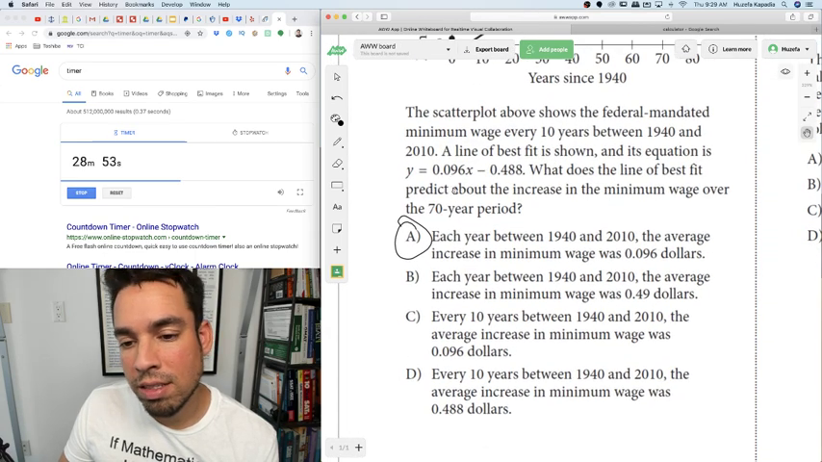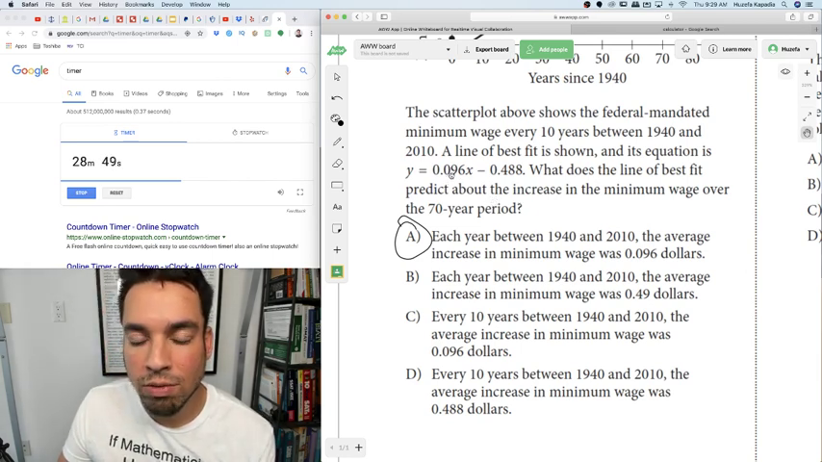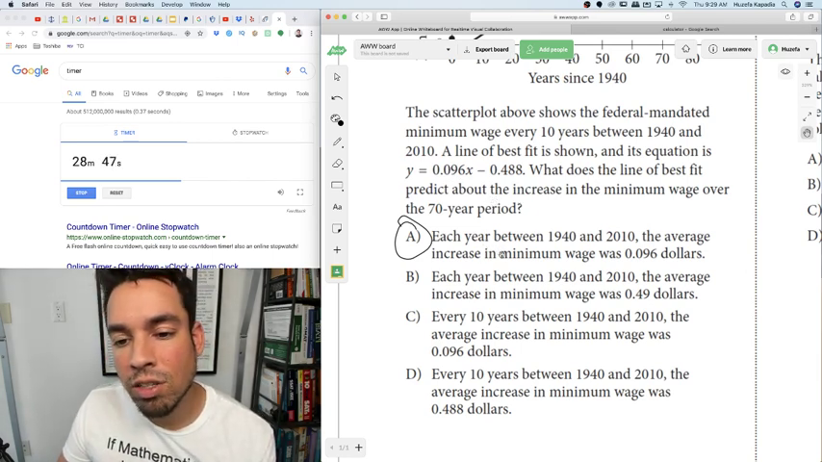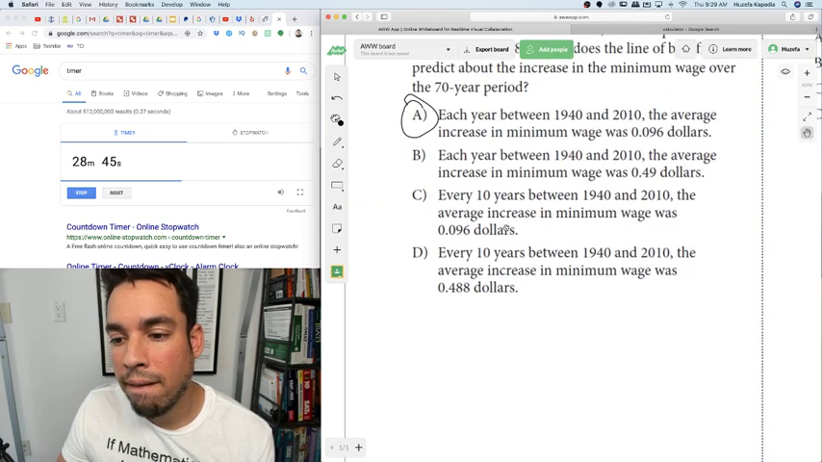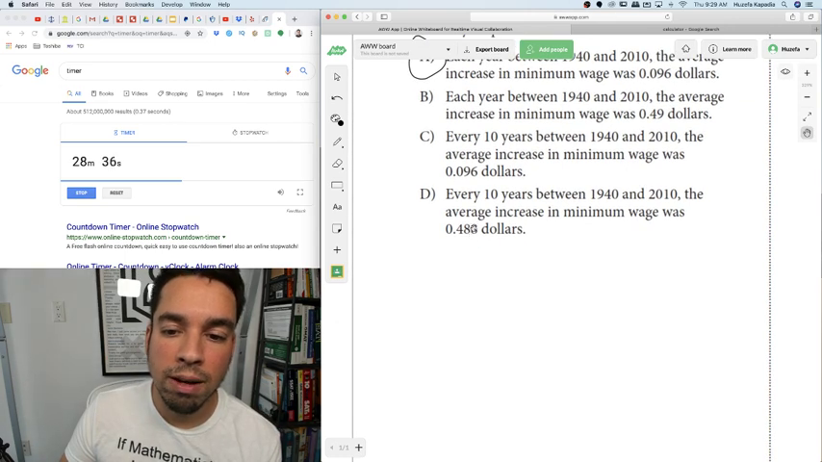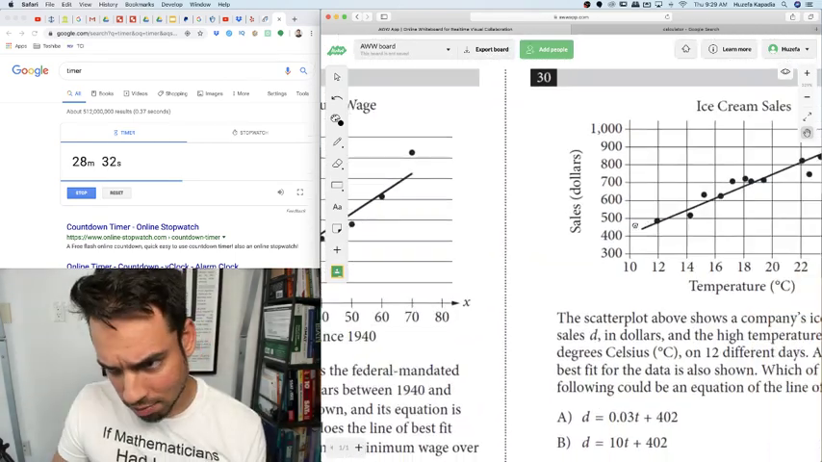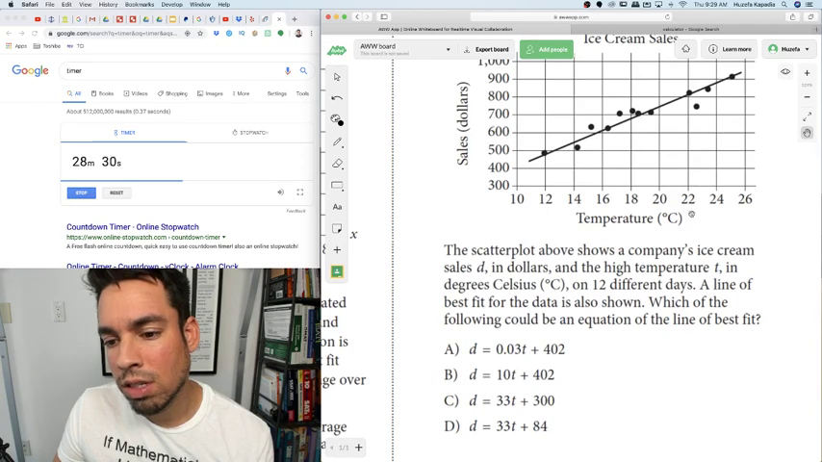It's 0.096 over 1. So it's not every 10 years. It's every 1 year. Every 10 years, it's 0.96. It's double that. Okay, I think it's A. It's just tripping me up because it's 29. I think that's right. Okay, all right, another scatter plot.